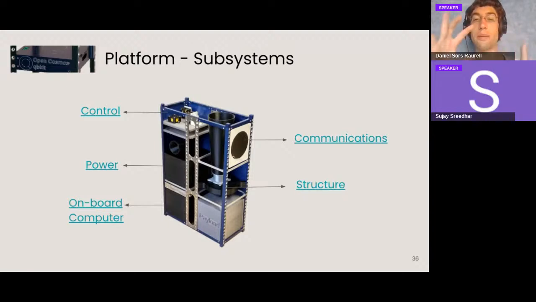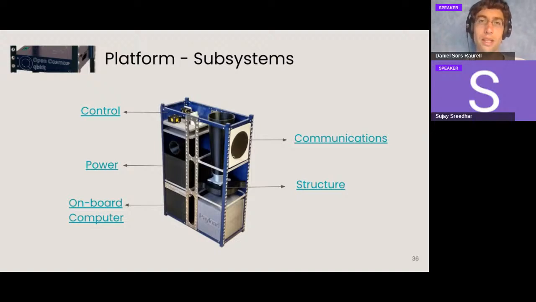So the structure keeps everything together. It plays a big role in the thermal performance. So we don't want things to get super hot or super cold. Some of the systems are passive. Some others are active in terms of balancing thermally the satellite. And the structure is very important in that regard, to keep everything together and to accommodate the deployment of solar panels or other things that might be popping out, antennas and other things that might be popping out from the satellite once it's deployed in space.